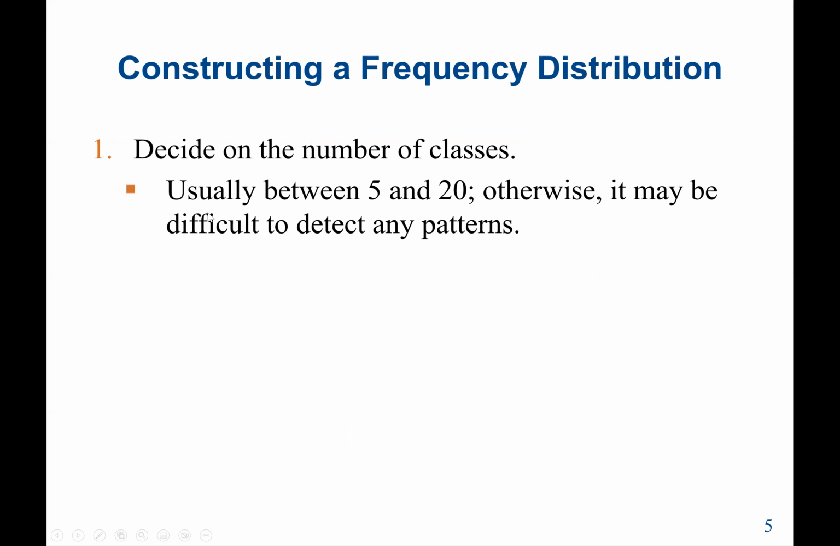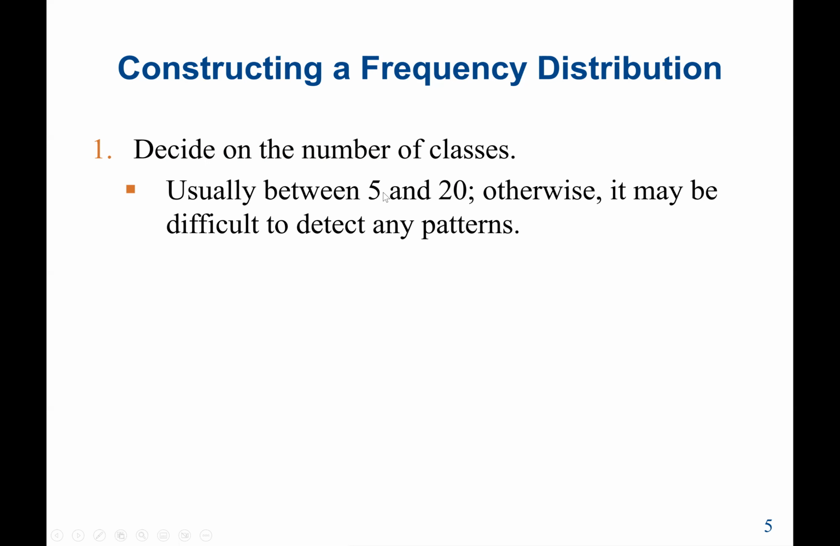Usually we need somewhere between 5 and 20. So if we have a question that says we should construct a frequency distribution, and the number of classes is not given, then we have to decide on a number of classes somewhere between 5 and 20. Otherwise, it may be difficult to detect any patterns.